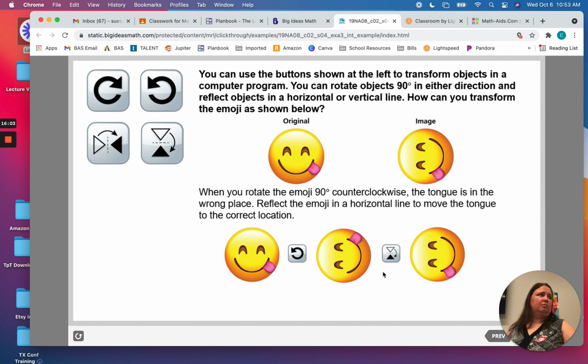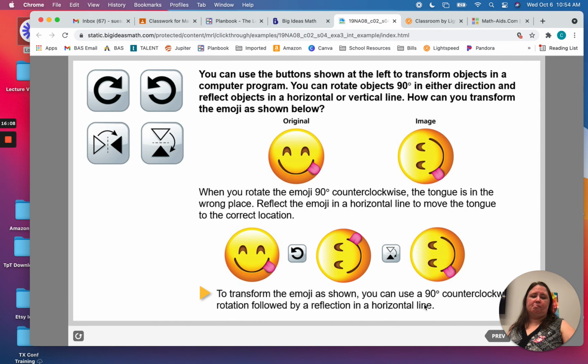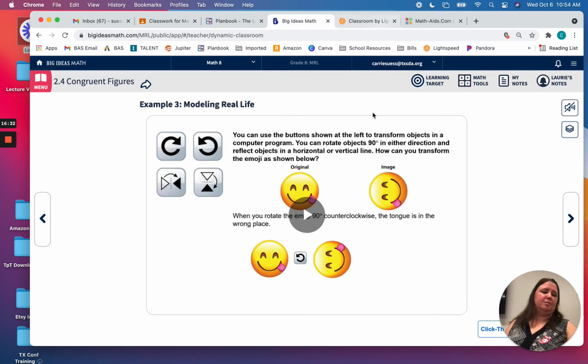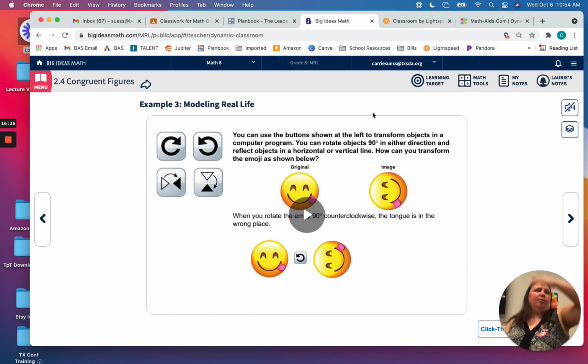Do we follow? Yes, ma'am. Questions? No, ma'am. All right. That's it. He wants to know what to write down in the journal. Yes. So you're going to say rotated 90 degrees counterclockwise and then reflect across the X. Good? Yes. Like if this emoji was actually in a grid, you would reflect across the X line to do that.